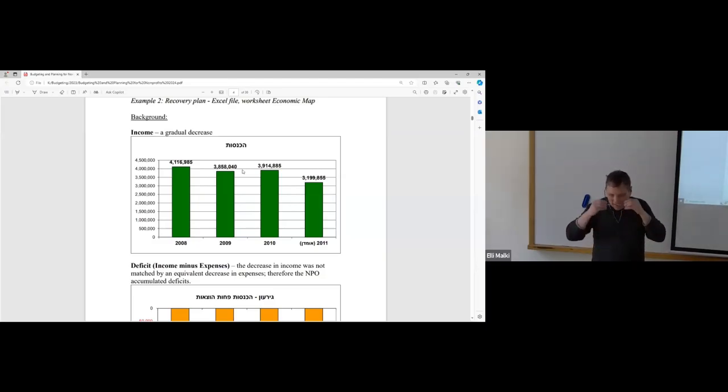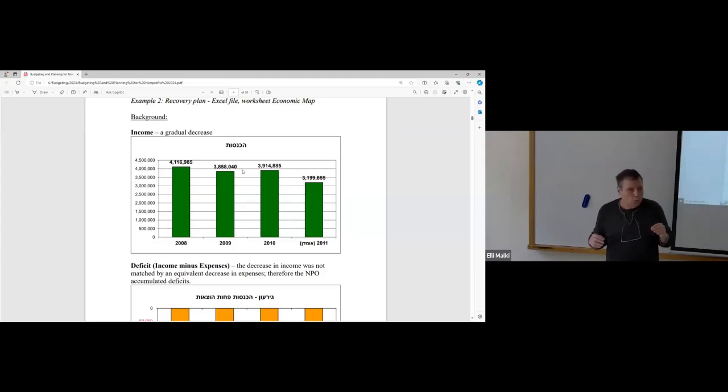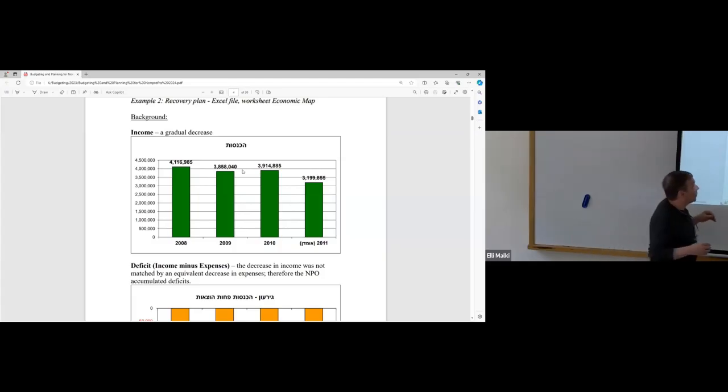Here in this organization, what we see, this analysis was done in 2011, June or July, I don't remember. And this is the background that led to the necessity to do a recovery plan. So first of all, what we see is a reduction in income. It always starts with reduction in income. Okay, what to do?